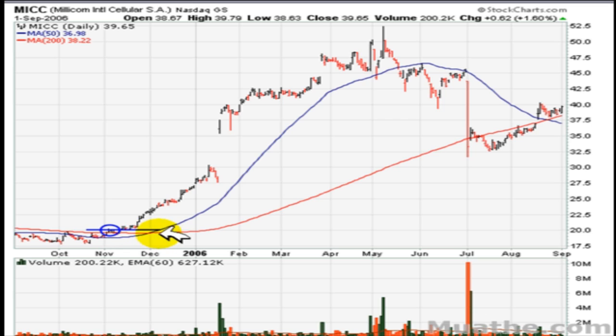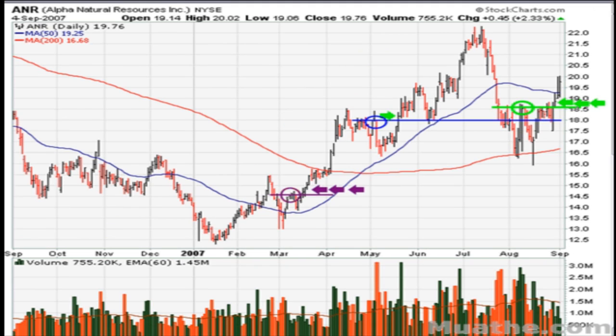Flat 200-day moving average, it turns around. The stock moves from around 20 to a good $42 in under 3 months. It's a good gain, and eventually it makes a high of around 52.50. So this was a nice move based on that simple method. Now let's go back and then look at another example.